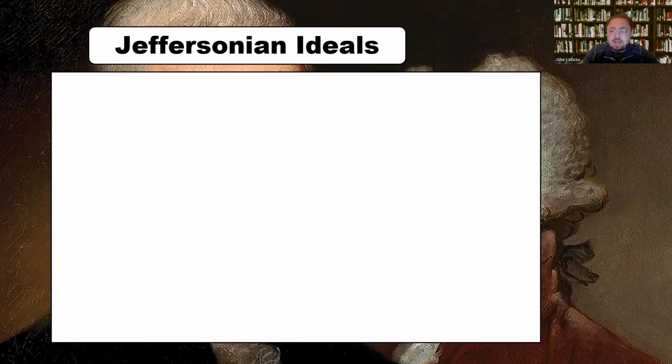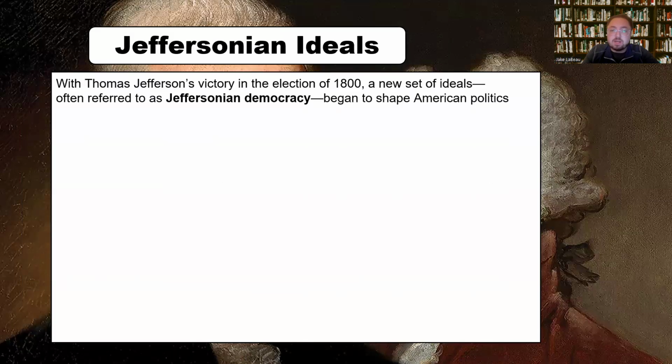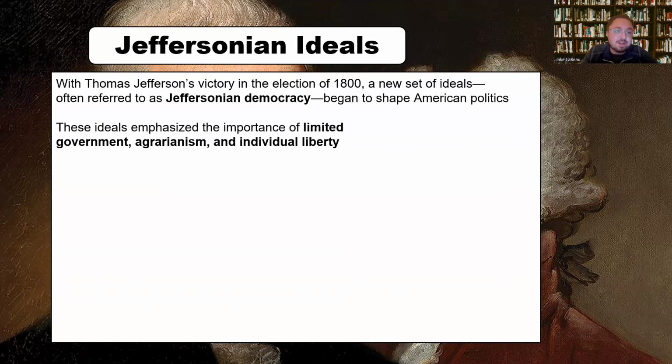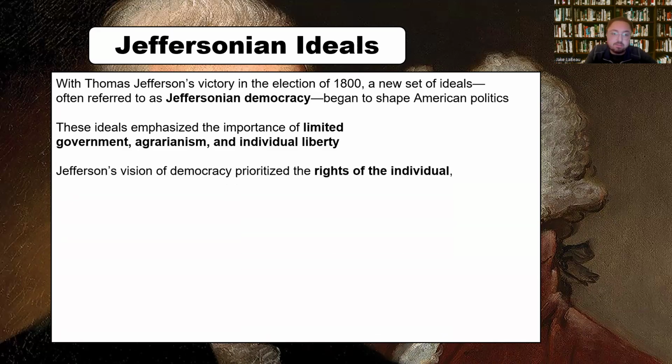All right, so let's dive in deeper on what I mean by these Jeffersonian ideals, and I really like that word. Anytime we can have a good buzzword, it's good. So Thomas Jefferson's victory in the election of 1800 is going to set some new ideals, often referred to as Jeffersonian democracy, and it's going to begin to shape how our politics are going to work going forward. So these ideals emphasize the importance of limited government and agrarianism. Remember, that's that farm sort of lifestyle where I live on a farm. I live and grow my own things. I have maybe some livestock, maybe some garden crops. And when I have all those things, it makes me self-sufficient, and that ensures that I have full individual liberty and that nobody's going to infringe upon my lifestyle.